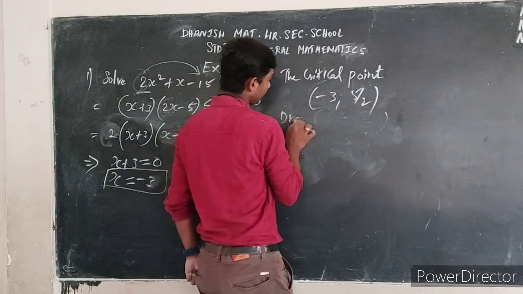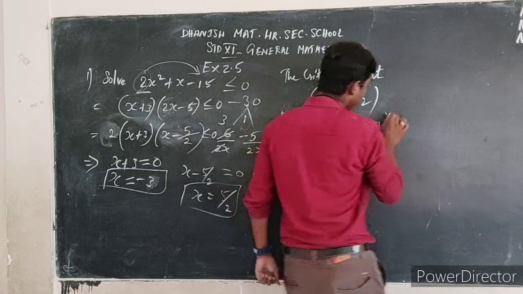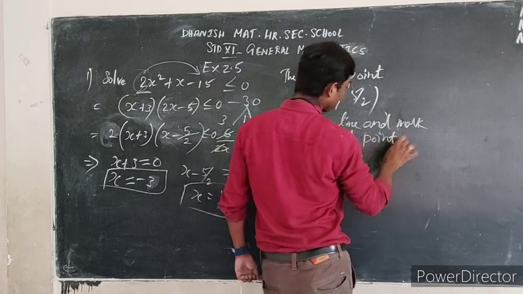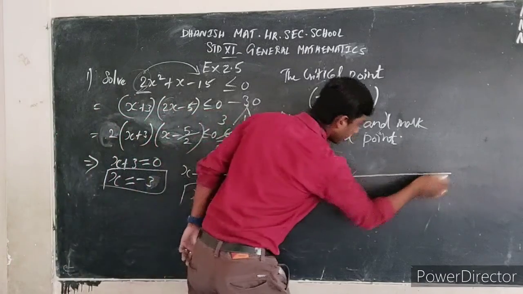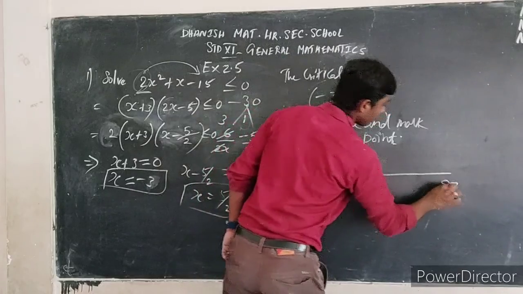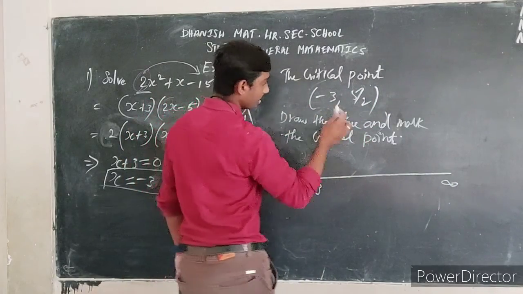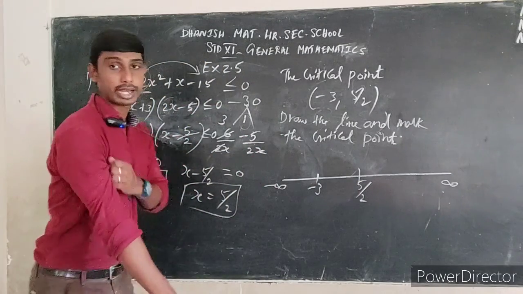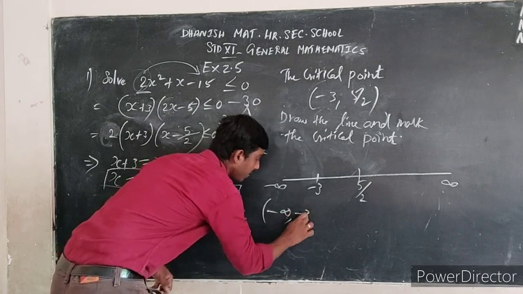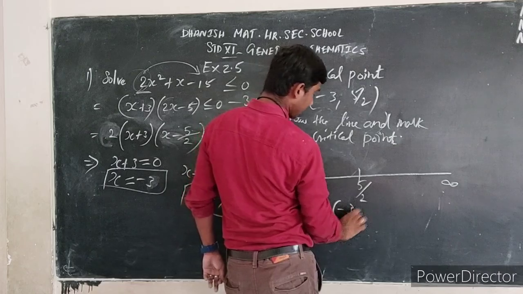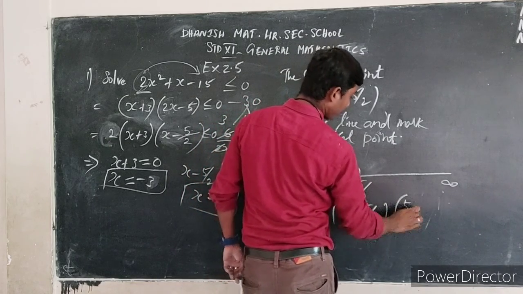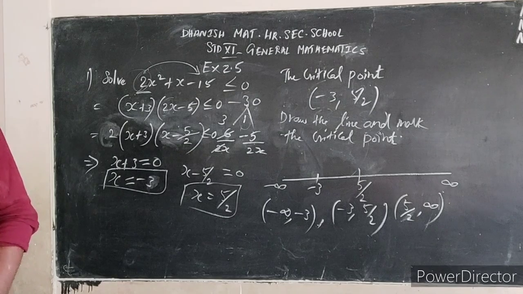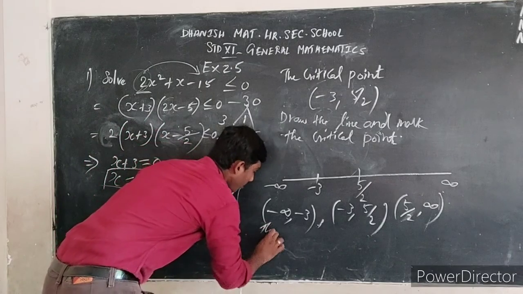Now listen here, draw the line and mark the critical points. To draw the line, here we have minus infinity, and here plus infinity. The interval is minus 3, then 5 by 2, and plus infinity. These are the critical points. Now we take the intervals: minus infinity comma minus 3, then minus 3 comma 5 by 2, then 5 by 2 comma infinity. These are the intervals. Now we go to the positive interval. This one is the possible interval.